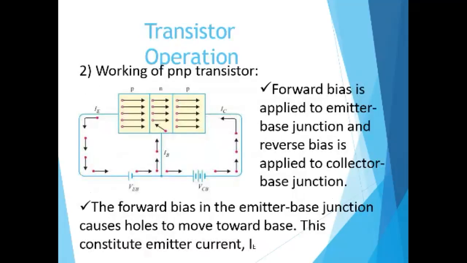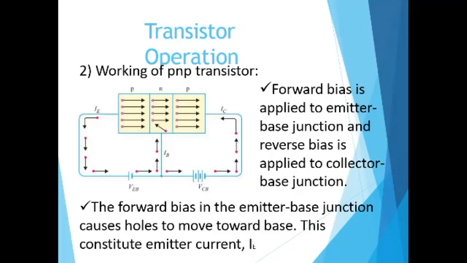Next, the working of the PNP transistor. What is the PNP transistor? Two P layers, one N layer. The N layer sandwiched between two P layers is called the PNP transistor. Here also three terminals are there: emitter, base and collector. IE means emitter current, IB means base current, IC means collector current. Here also VEB means emitter base voltage, and VCB, collector base voltage.